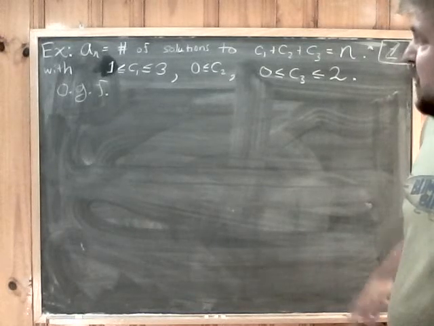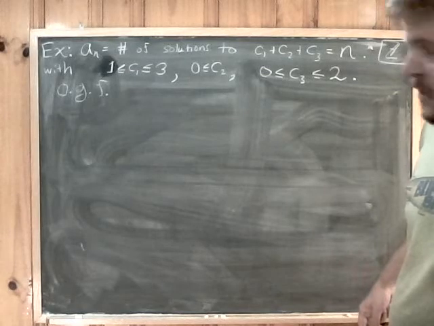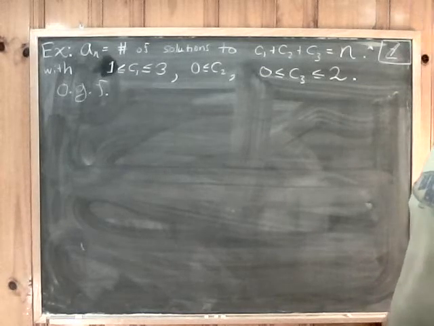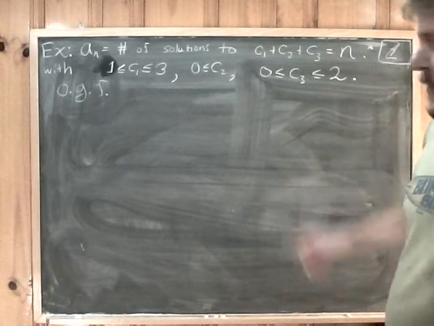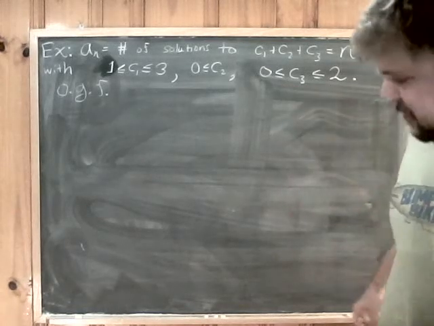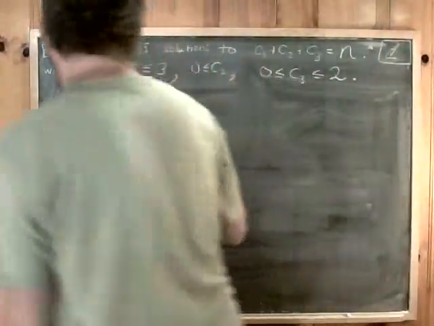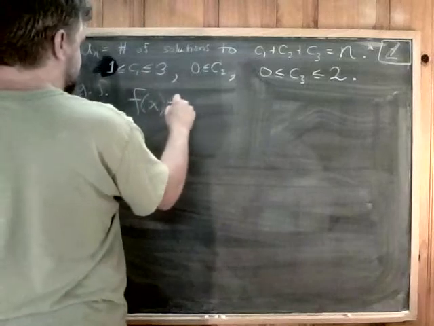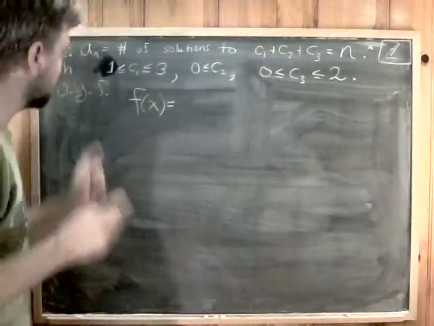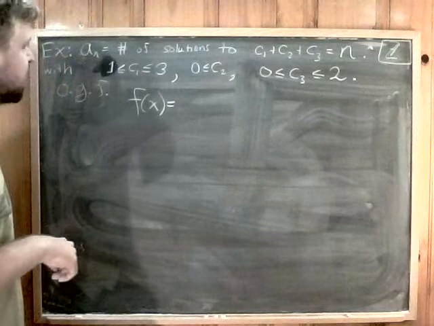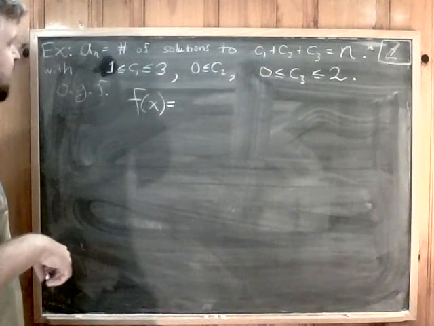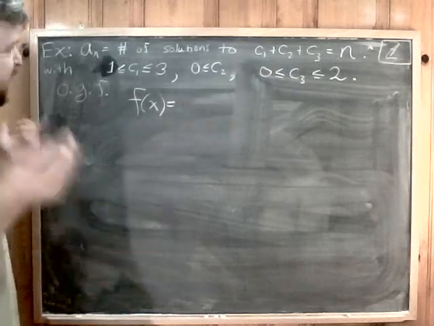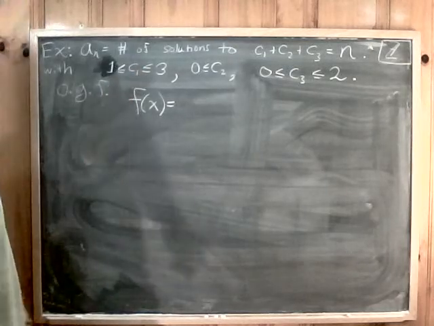And c2 is just anything that's non-negative, so it can be greater than or equal to 0. c3 has to be between 0 and 2. So first up is the ordinary generating function, OGF, or just capital GF, and that would be f of x. So I need a factor for each of the three variables, and the factor is just going to be powers of x, and the powers of x are going to be what the variables are allowed to have.